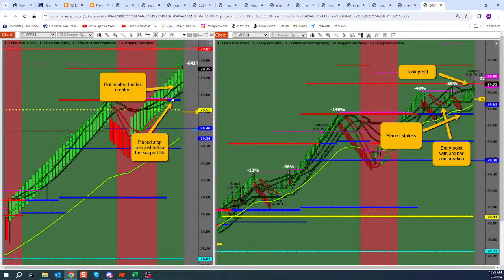And I don't know if that's a rule that you've created for yourself. If it is, that's great. I'll recognize it now. But 1, 2, 3, 4, 5, 6. Your third bar confirmation got you in on the 6th bar.